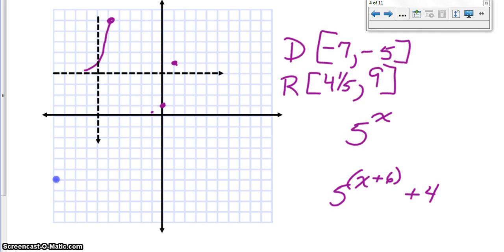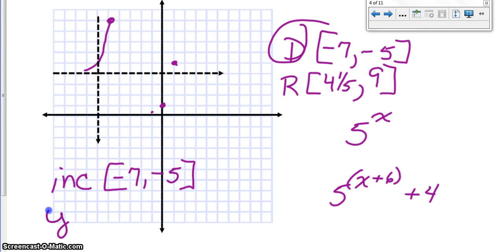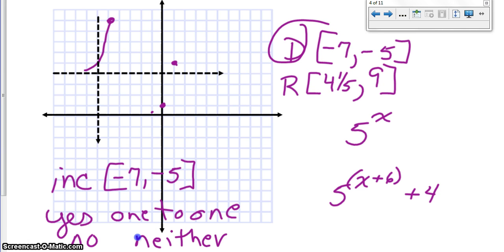This whole function is increasing, and because I put a restriction on the domain, that's really simple. It is increasing from -7 to -5. Yes, it is 1 to 1. No, this one doesn't have any symmetry per se, and it is neither. Okay, because it's not reflecting across the y, and it's not here. Okay? All right, so what else do I have to answer?